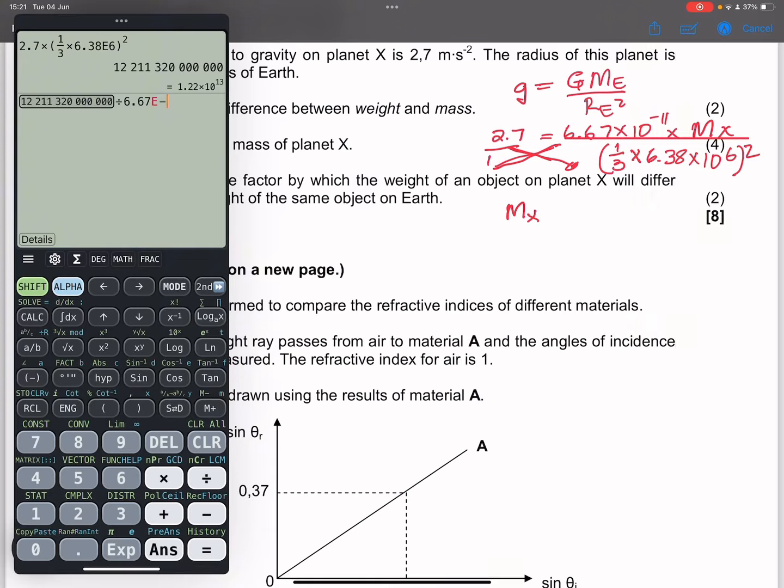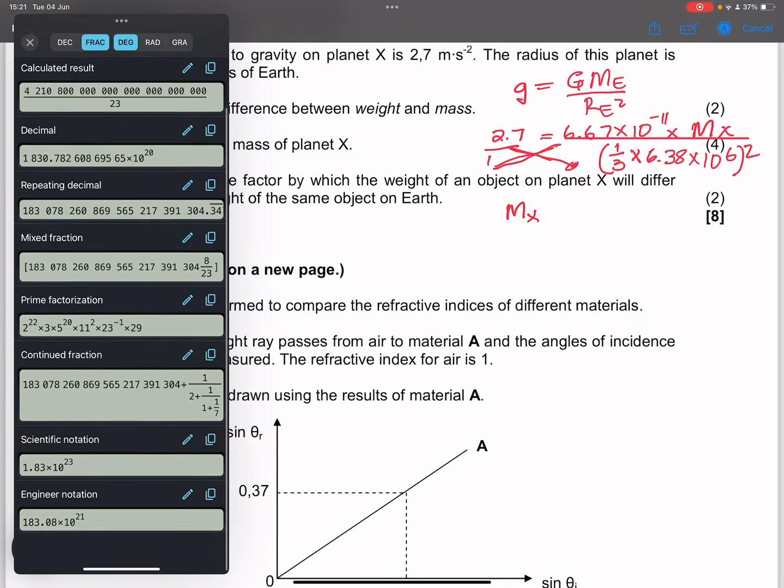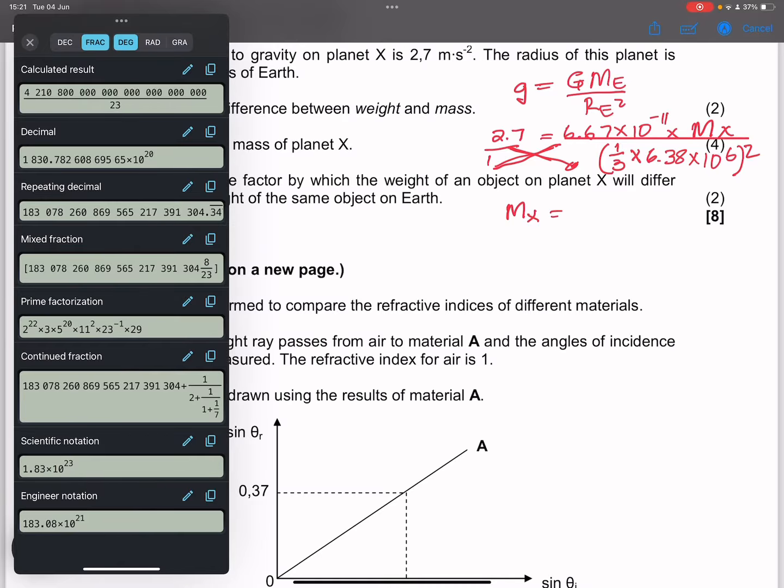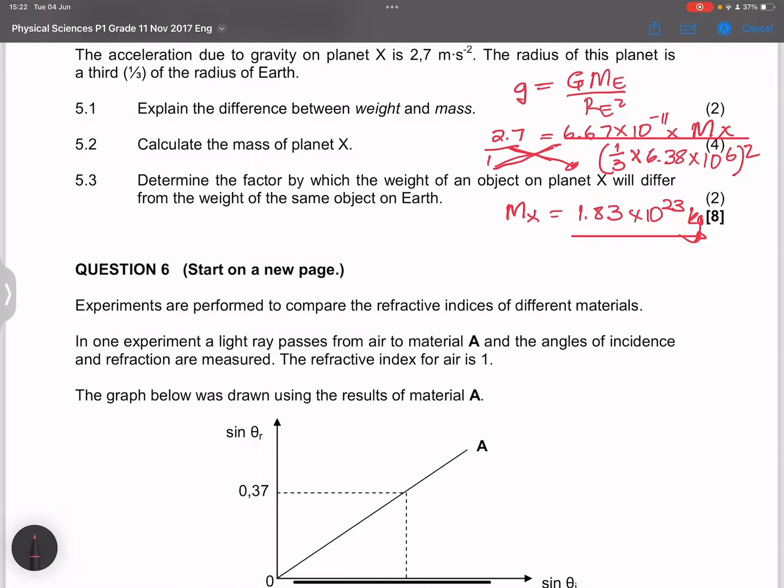exponent minus 11. Okay, so that means that the mass of this planet, okay, let's just put it in scientific notation. So the mass of this planet would actually be 1.83 times 10 to the power 23. Okay, and this is kilograms. Okay, right, so that is how we're going to get the mass of planet X. Now, they said to us, determine the factor by which the weight of an object on planet X will differ to the weight of the same object on planet Earth.